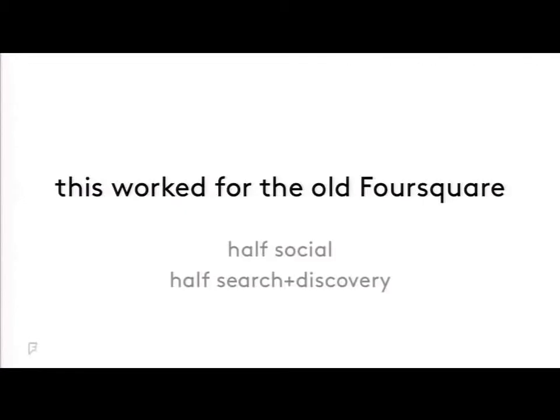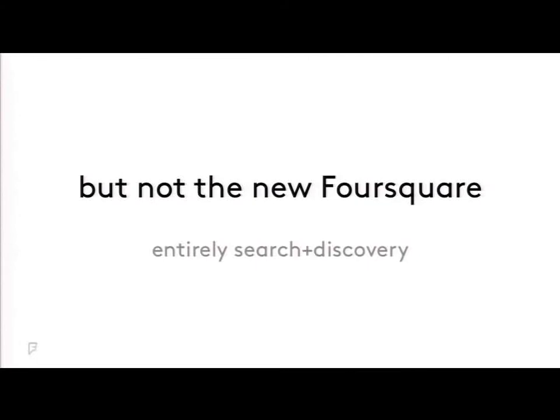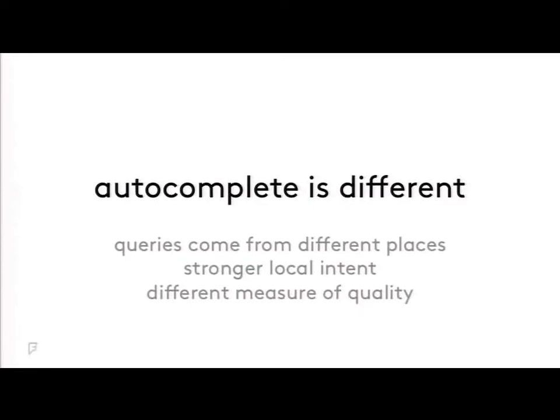And this kind of worked. This worked for the old Foursquare, where we were one app that was half social, half search and discovery. But with the new focus, it was entirely about search and discovery in the Foursquare app specifically. So besides, if you think about it, autocomplete and full text geocode are two very, very different problems. For starters, the queries, in our case, come from two entirely different places in the product. The local intent in one case is much stronger than the other.